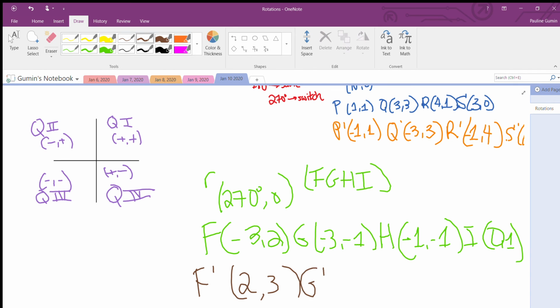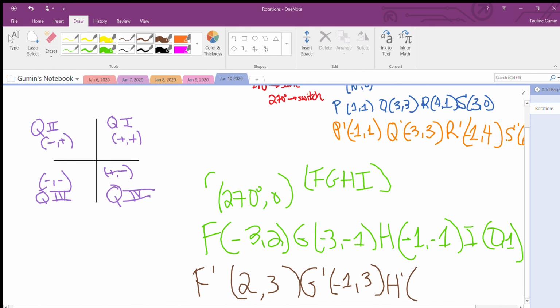G prime. I switch the numbers because it's 270 degrees. Negative 3, negative 1 was right here. Let's move 270 degrees. That's 3 quadrants. 1, 2, 3. We end up in quadrant 2, which means our x is negative.